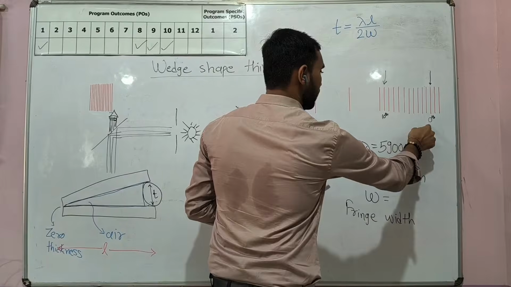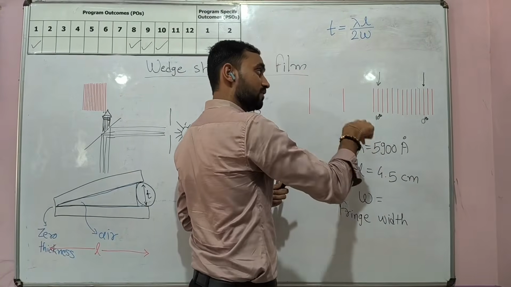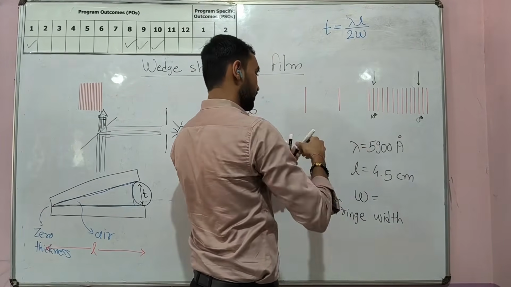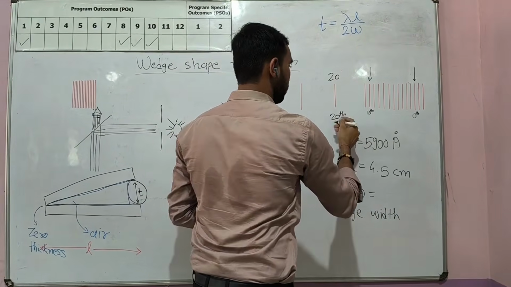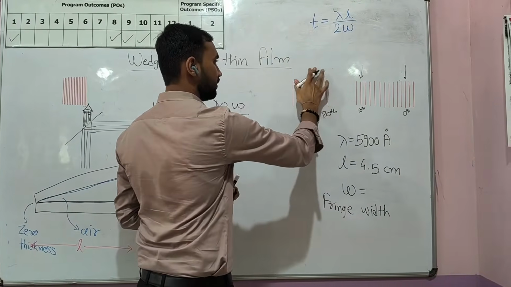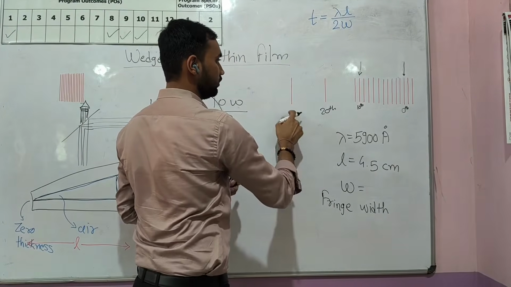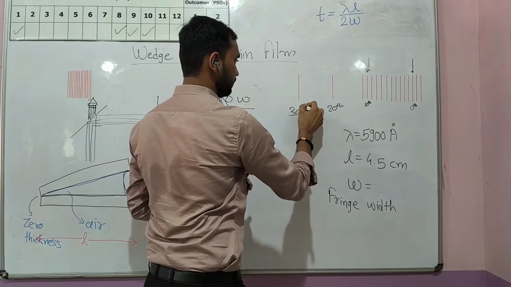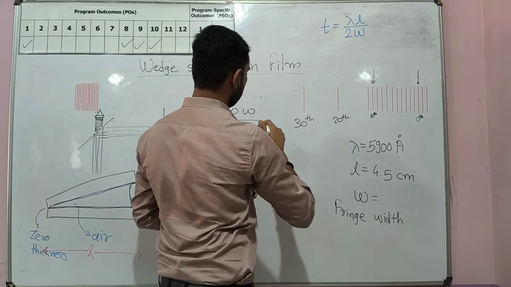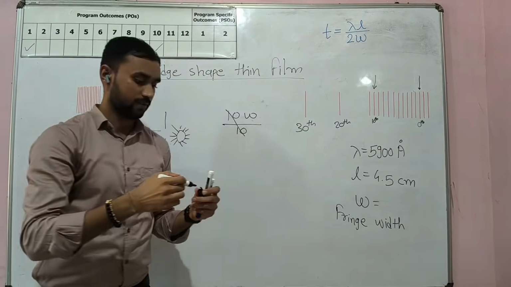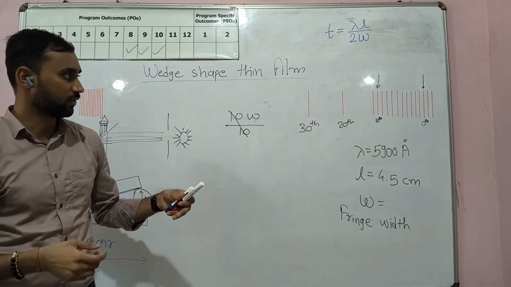So we will be taking a measurement of 0 to 10, as well as a measurement of 10 to 20th fringe, and we will be doing it between 20 to 30th fringe. So 1, 2, 3. Okay, maybe we can also take one more reading. We can decide later how many readings we want to take.